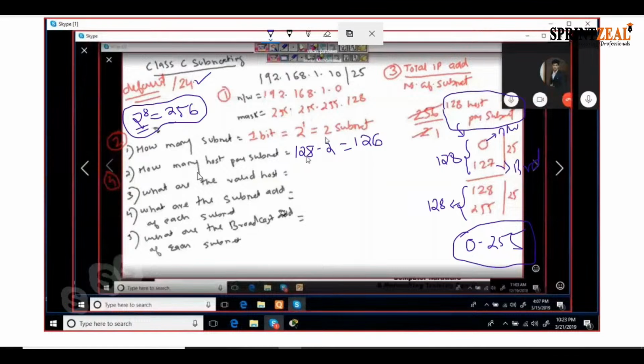Question is how many hosts per subnet? So in one subnet there are actually 128 hosts, but less by 2. Why less by 2? Because two IP addresses are always reserved, one for network and one for broadcast. That is why we subtract two IP addresses every time. So total usable IP addresses is 126. This is step number 4. Write it down.